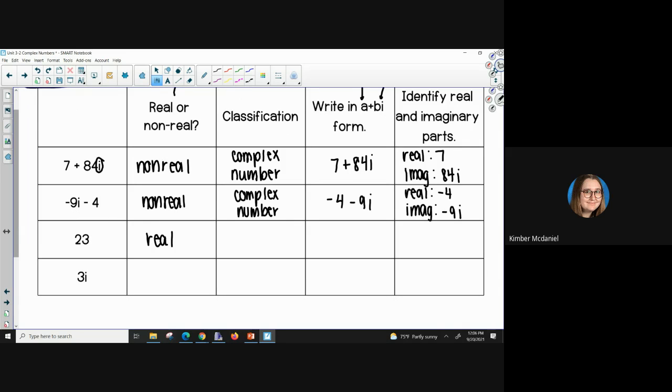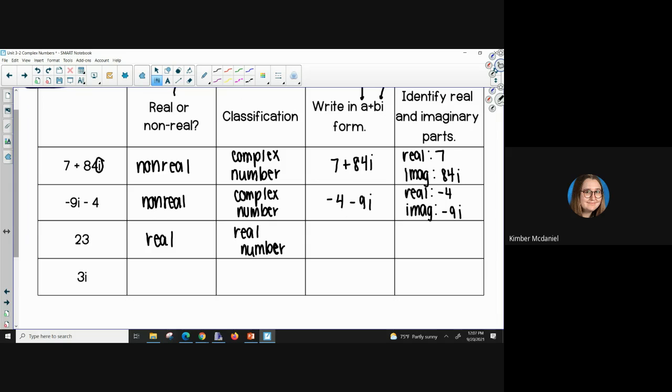Now, if you're asking yourself, because I had a couple of first period kids ask this, didn't you say all numbers are complex numbers? Yes. So if you want to write complex and real, I am okay with that. However, if you put just real number, I'm also okay with that. I'm going to put real number just because that's what I did in first period. But again, if you want to put complex and real, I'm okay with either one. You just cannot put just complex.